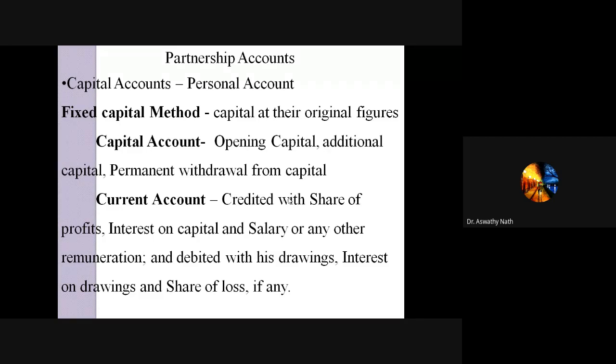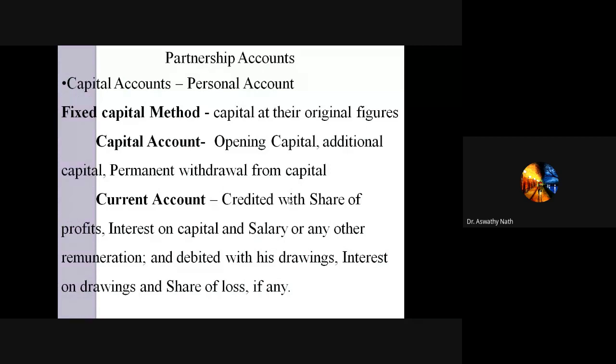What are the accounts prepared by the partnership firm? Like any other business firm, a partnership firm maintains accounts of its transactions. As the partnership has two or more partners, they have to prepare a separate capital account for each partner. And the capital account is prepared according to two methods. So the partnership firm can prepare the capital accounts of the partners in two forms.